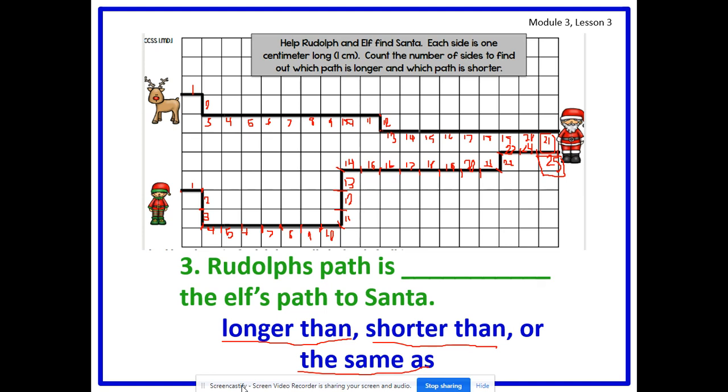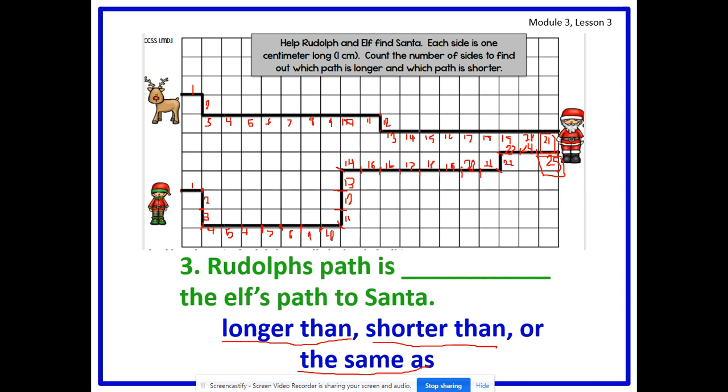So Rudolph's path is, get ready. Yes, shorter than the elf's path to Santa. Because Rudolph's is only 21 city blocks, while the elf's is 25. So Rudolph's path is definitely shorter than the elf's path to Santa. Yay! Awesome job, boys and girls.